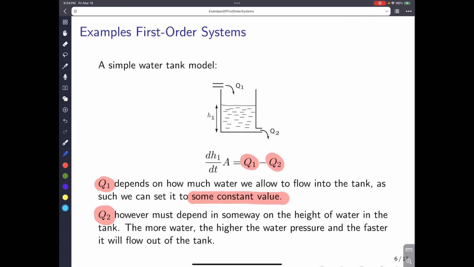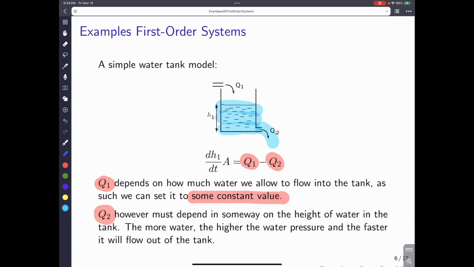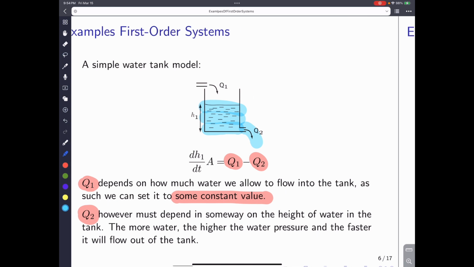Now you could imagine that if the water level were low in the tank, that would mean there wouldn't be much water pressure, and presumably Q2 here would also be low. But imagine now that the tank fills. Oops, let's get the tank filling. The tank fills, the water pressure goes up, and presumably much more water flows out as a result. Alright, so there must be some relationship between the height of water and the rate at which the water flows out. Well, luckily the physicists have actually sorted that out.